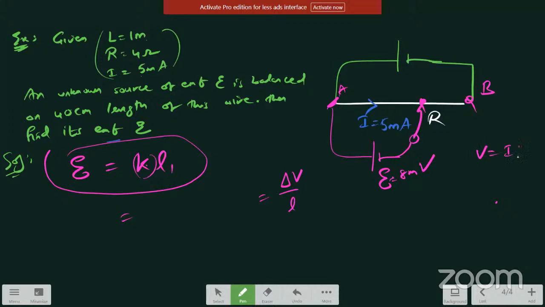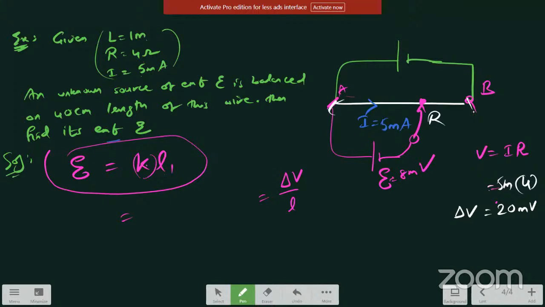Simply V is equal to I into R, right? What is the resistance of this wire? It is given here as 4 ohms. Right? 4 ohms resistance, and the current passing through the wire is 5 milliamperes. So totally it became 20 millivolt. The 20 millivolt is the potential drop across this wire AB.